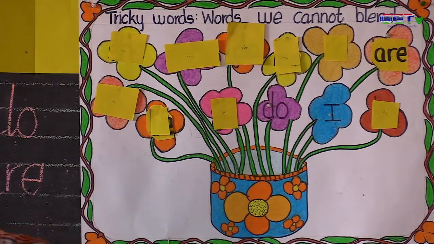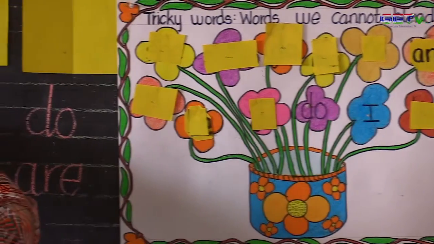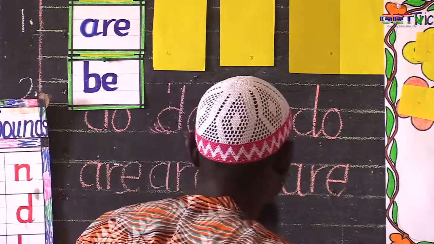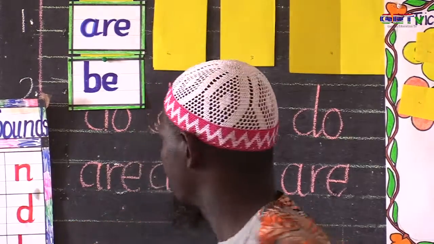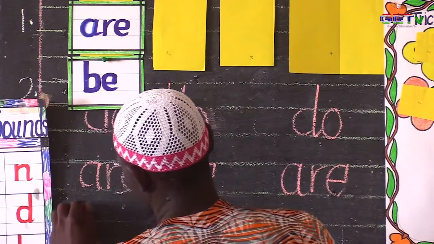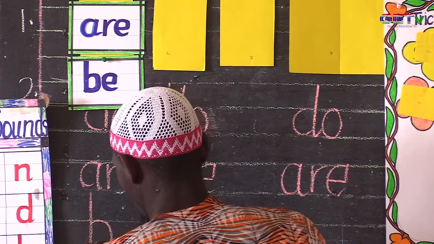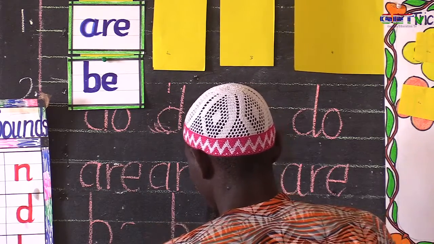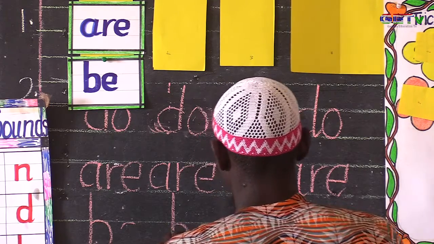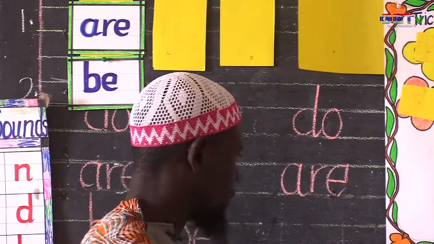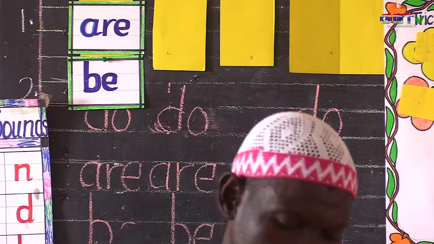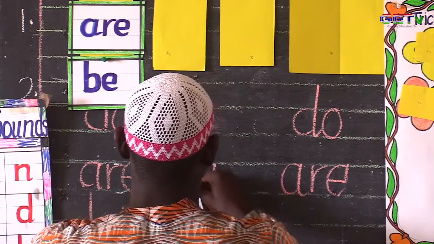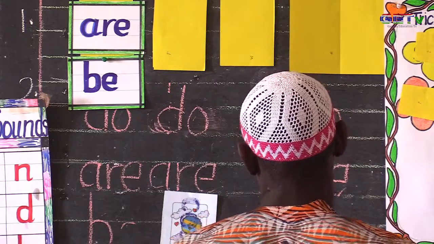There's another one. Look at it. It is, in our mind, B-E. Let's copy it. B-E. Let's cover it. After covering, what do we do? We write. Let's write it.